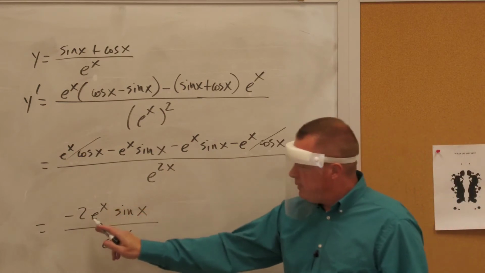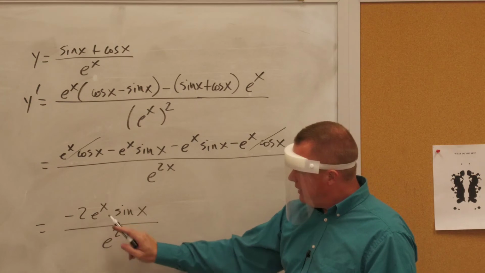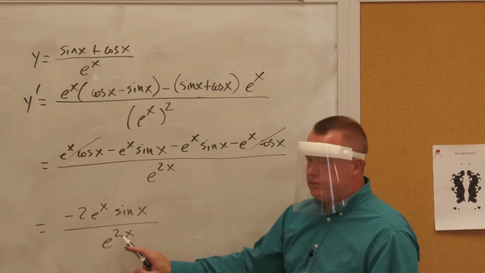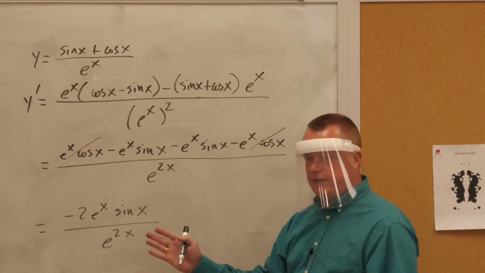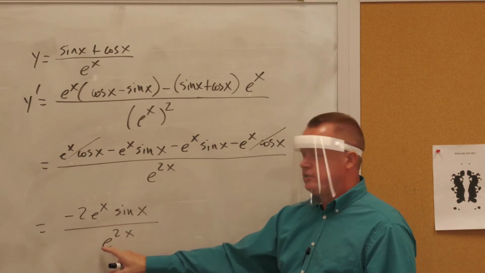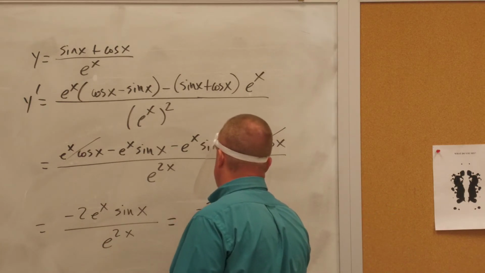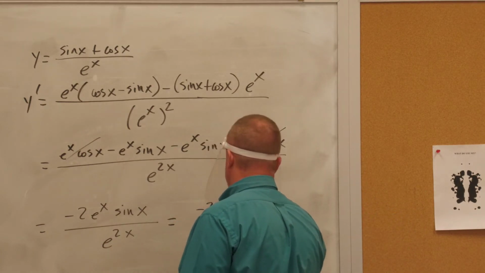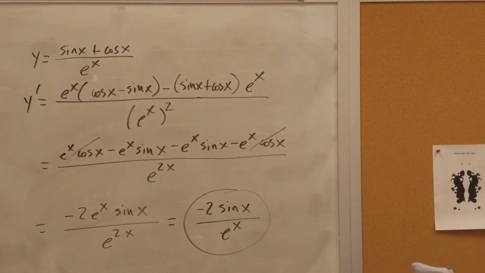And now all of this on the top is multiplication. So since it is, I've got e to the x as a factor on the top, e to the 2x as a factor on the bottom. So this bottom is like e to the x times e to the x. So that e to the x on the top can cancel with one on the bottom. So we'll end up with negative 2 sine x over e to the x as the derivative.